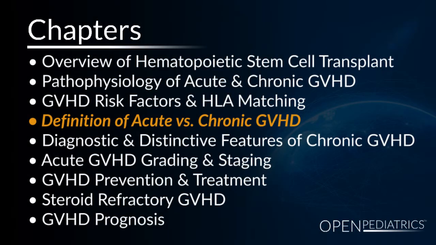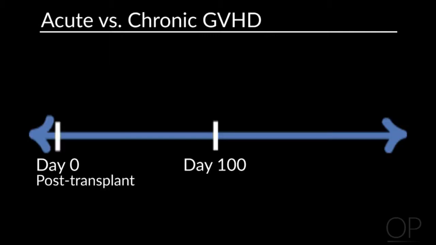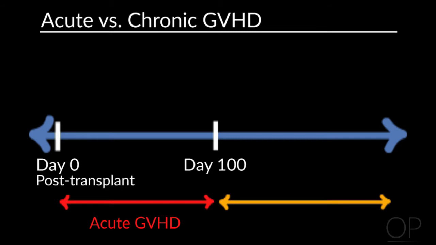Definition of acute versus chronic GVHD. We've talked a bit about acute versus chronic graft-versus-host disease, and to dive into that a little bit more, I just want to talk about those definitions. So historically, it was quite easy. If you were diagnosed with graft-versus-host disease at less than day 100, you had acute GVHD. If you were diagnosed at greater than day 100, you had chronic.